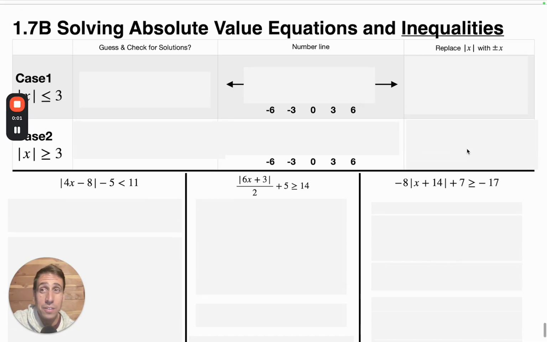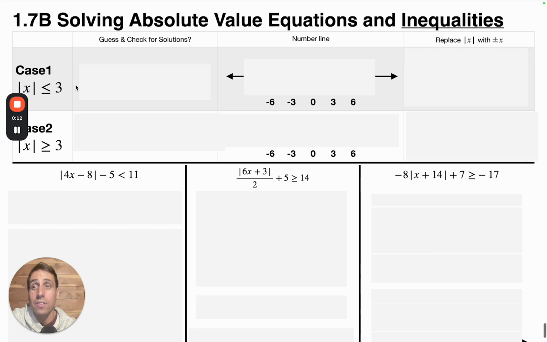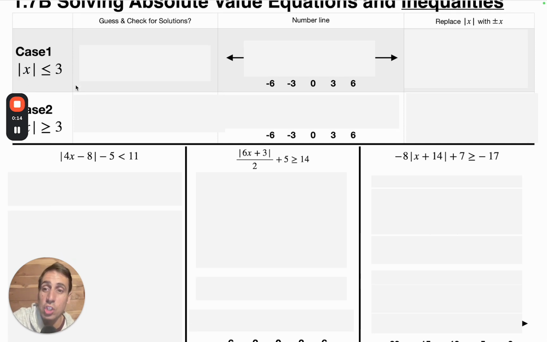All right, last video of the chapter, and it's a doozy. This is section 1.7, day 2 of solving absolute value equations, and today is the inequalities. We're going to have inequalities and absolute values in the same kind of statement. We've got to find them solutions.